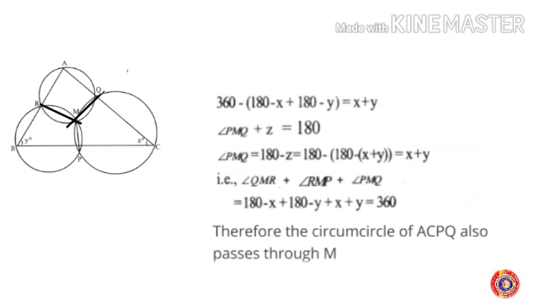That is, we have to take the sum of all the three angles of the point around M. Angle QMR plus angle RMP plus angle PMQ is equal to 180 minus X plus 180 minus Y plus X plus Y. Simplifying it, we get 360 degree. So again we get 360 degree. This shows that the circumcircle of ACPQ also passes through the point M. Okay, is it clear for you? So M is the common point for all the three circles.